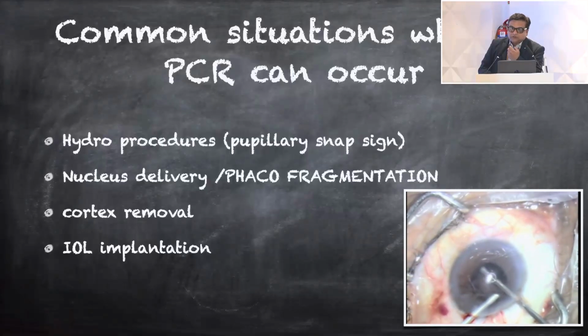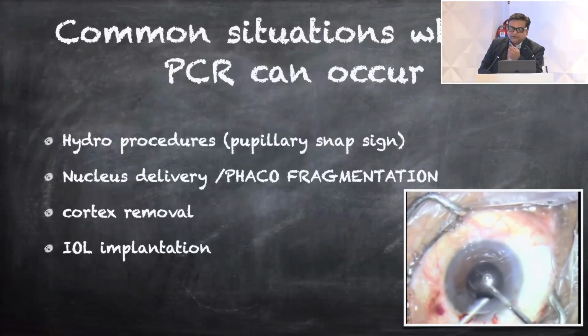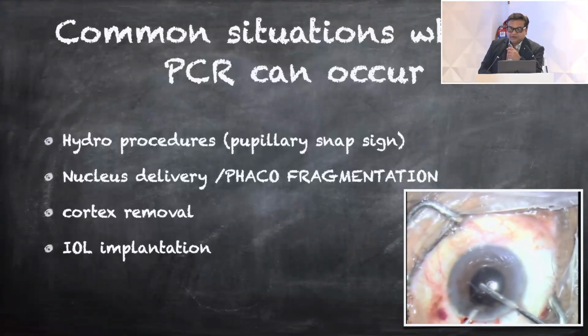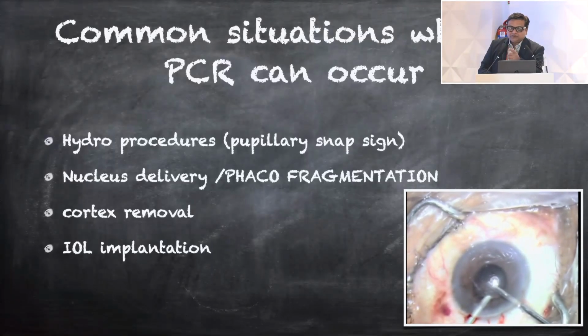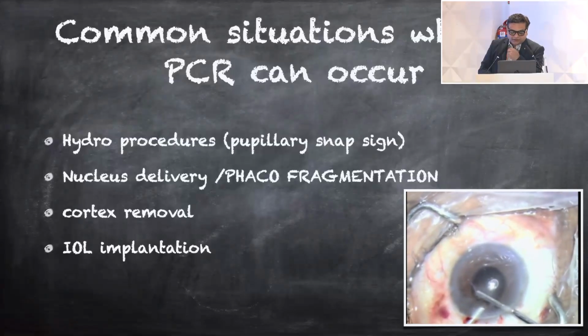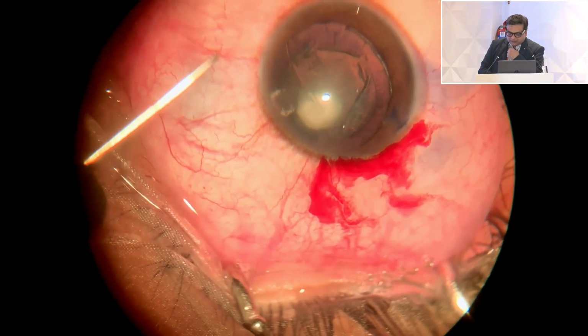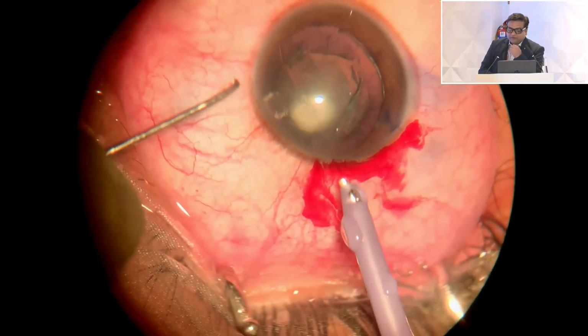And it can also happen during IOL implantation when there is a sudden jet or your injector is malfunctioning. Suddenly the haptic goes and hits the PC, and you can have an IOL dislocation. Or in some cases PCR can happen wherein you are already ready for such situations.